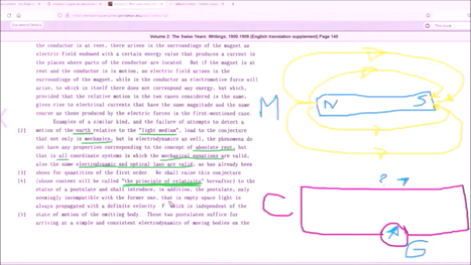with the former one. What is the postulate that he is going to use in relativity that's going to make everything complicated? That in empty space, light is always propagated with a definite velocity v, which is independent of the motion of the emitting body.